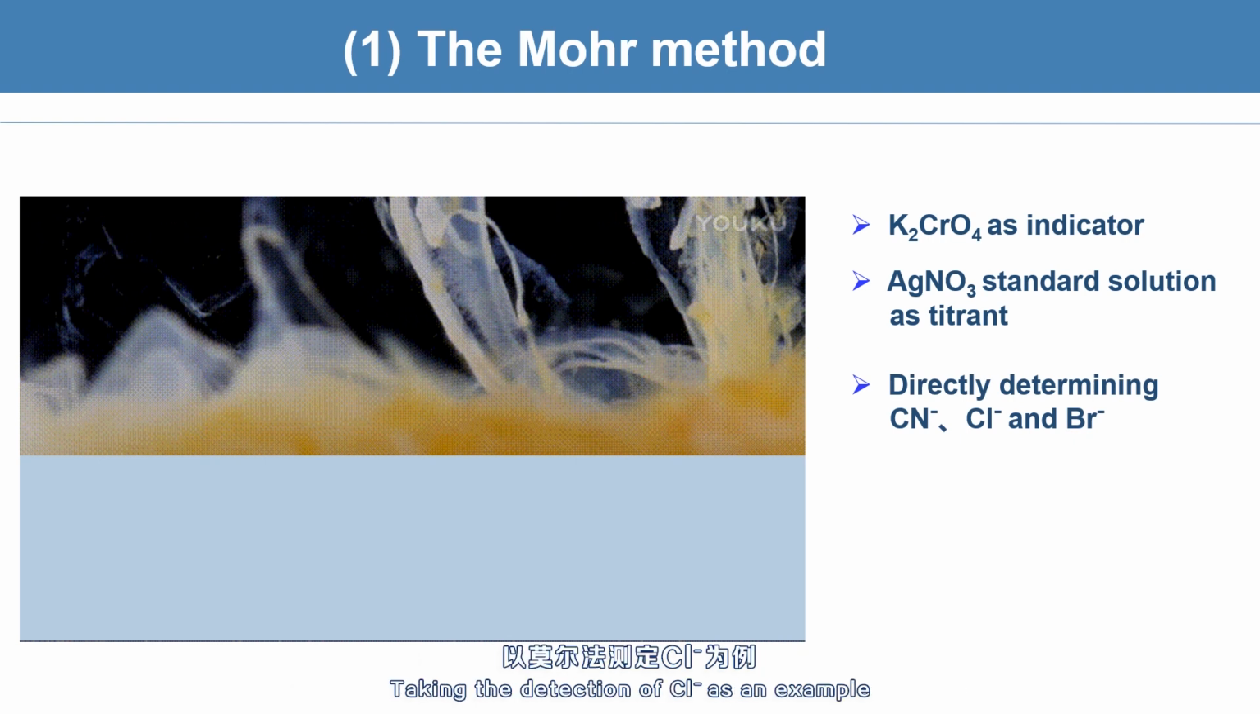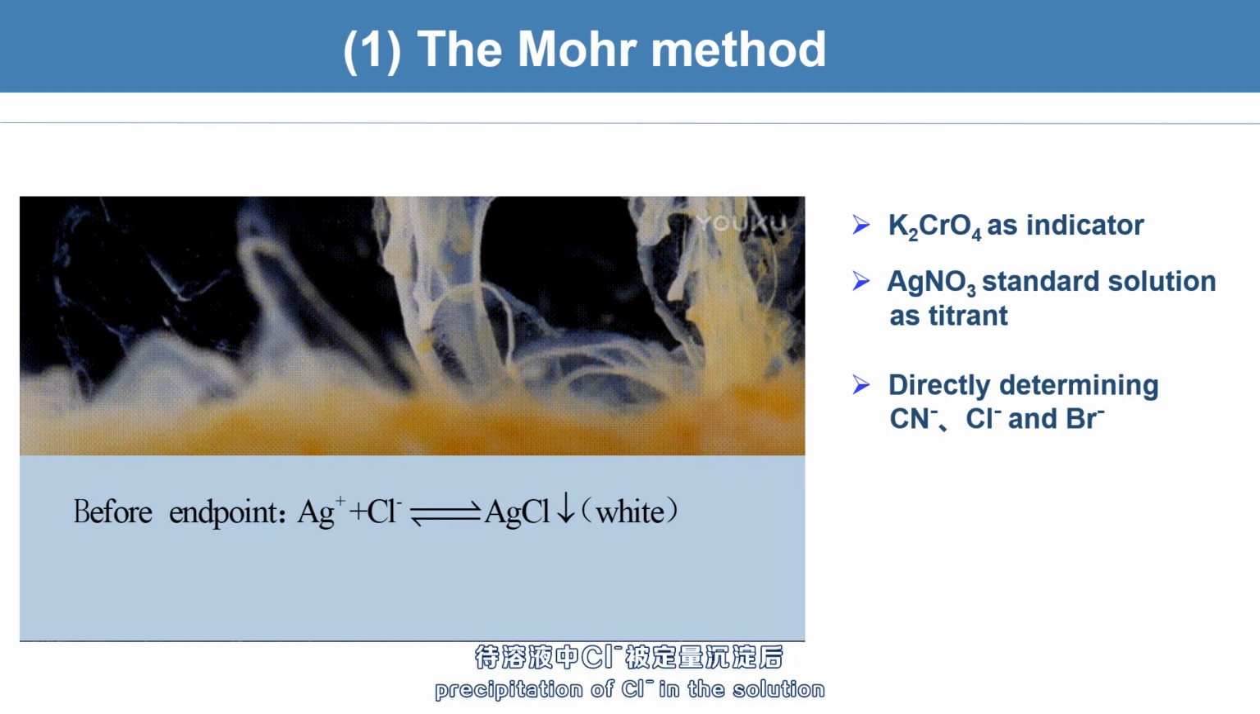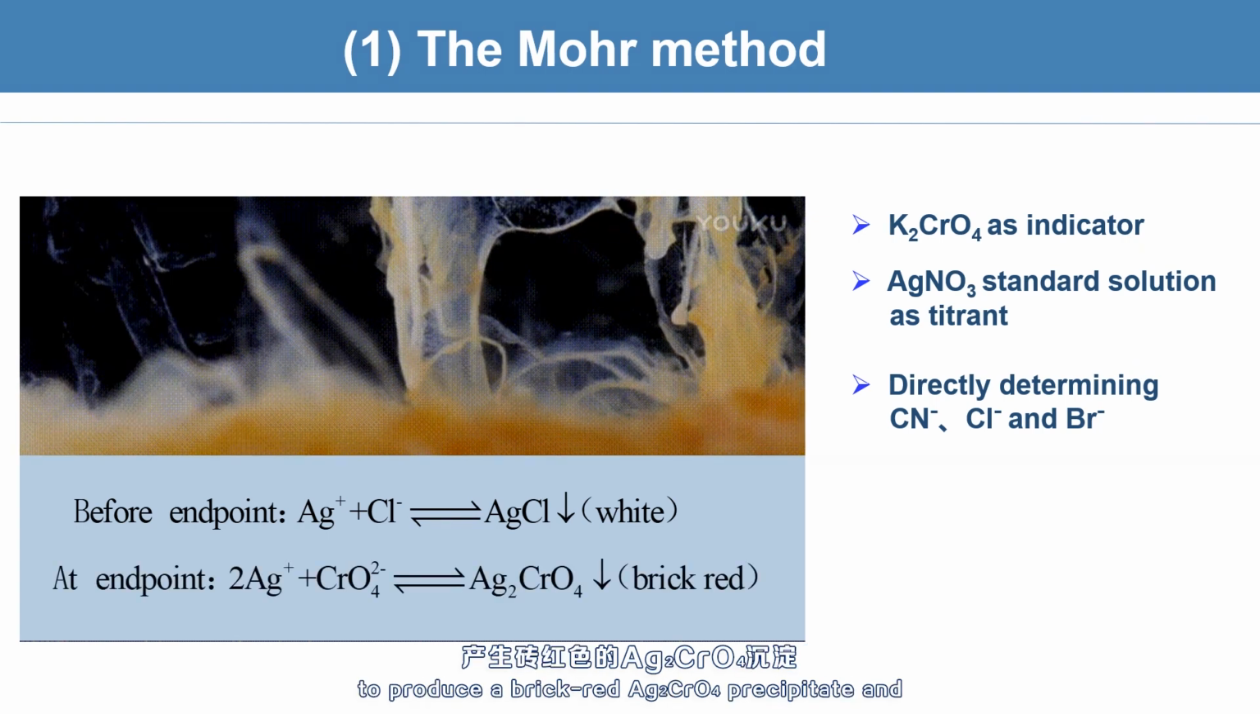Taking the detection of chloride as an example, with the continuous addition of silver nitrate, silver chloride first precipitates due to the lower solubility of silver chloride than that of silver chromate. After the fully quantitative precipitation of chloride in the solution, a slight excess of silver ion will react with chromate to produce a brick red silver chromate precipitate and indicate the end of the titration.